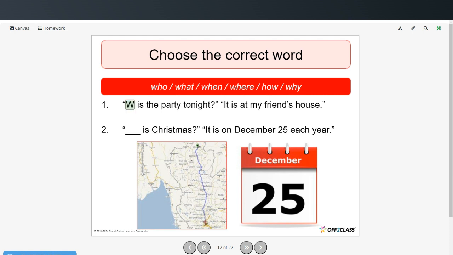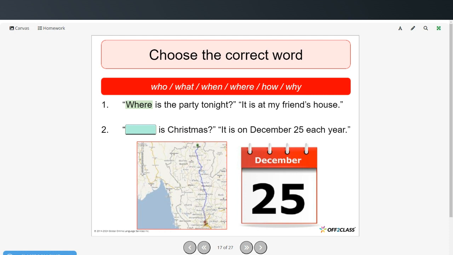So number one would be, where is the party tonight? It is at my friend's house, because my friend's house is a place, so we know that's a where question. Number two, when is Christmas? It is on December 25th each year. December 25th is a day or time, so we use a when question.